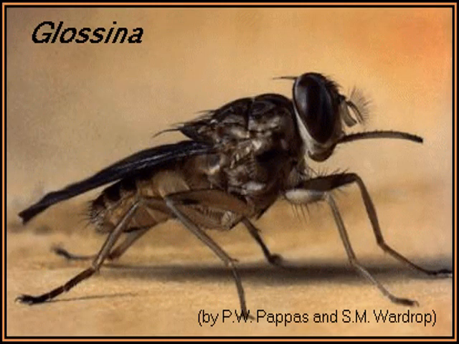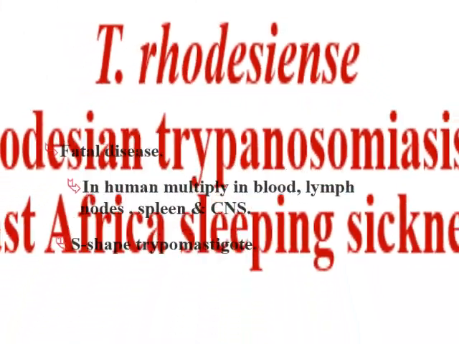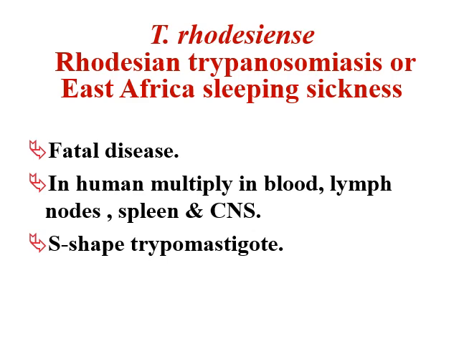This is a tsetse fly, scientific name Glossina, vector of African trypanosomiasis. We will start with Trypanosoma rhodesiense, which causes Rhodesian trypanosomiasis, or East African sleeping sickness. It is a fatal, very acute disease. In humans, it multiplies in the blood, lymph nodes, spleen, and central nervous system.